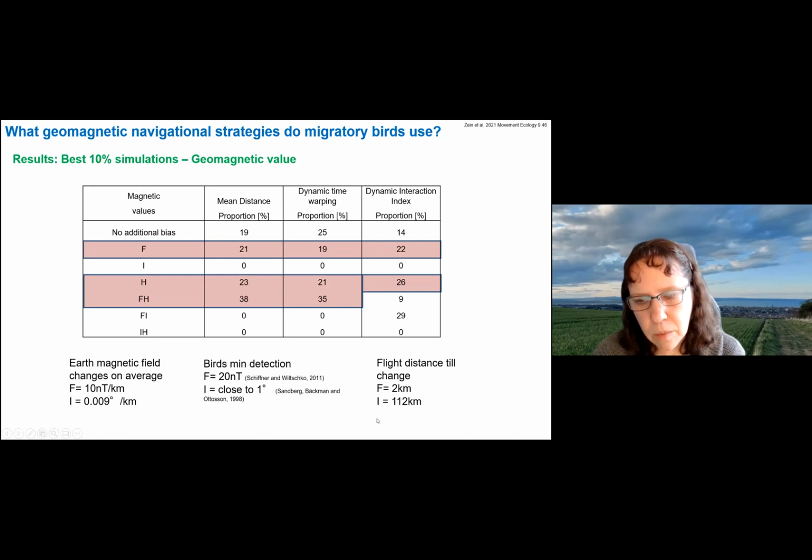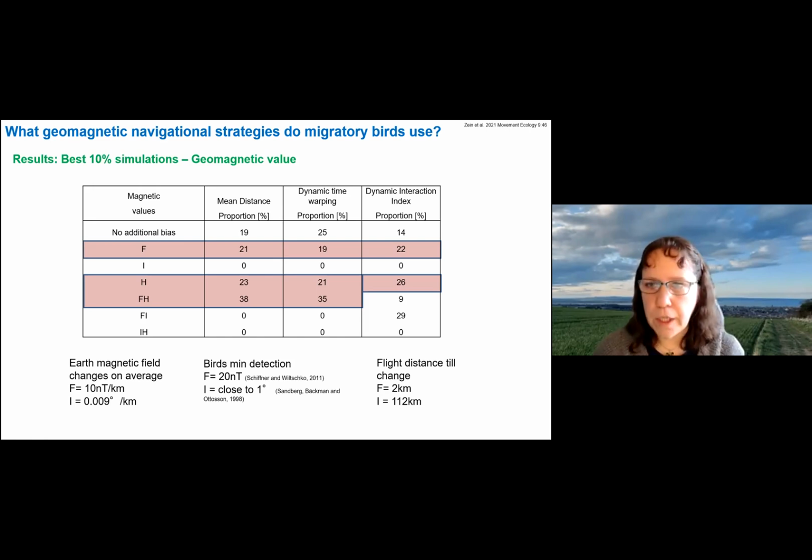So that means that the bird would have to fly 2 kilometers to sense a change in intensity and 120 kilometers to sense a change in inclination. So this is quite a long distance, 120 kilometers, but 2 kilometers, it's more feasible that that's actually going on. So this is something that we thought was very interesting. But again, this work continues with other species and so on.